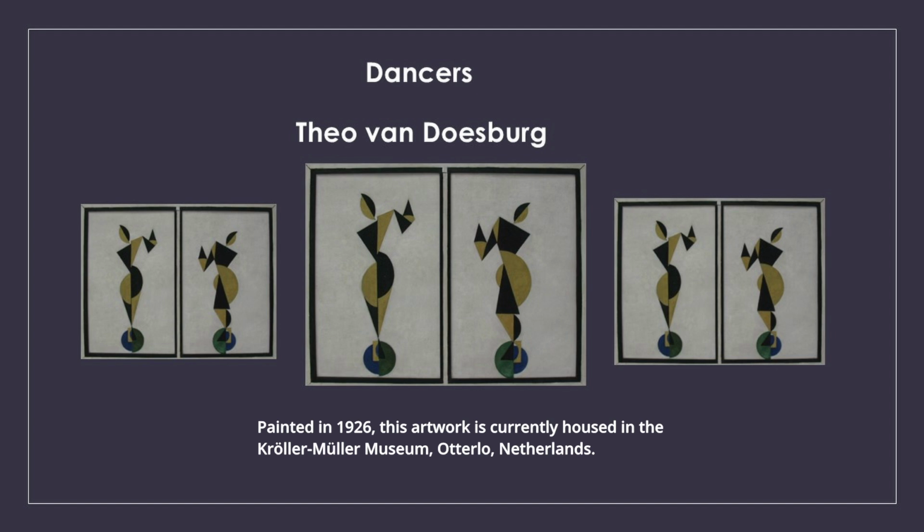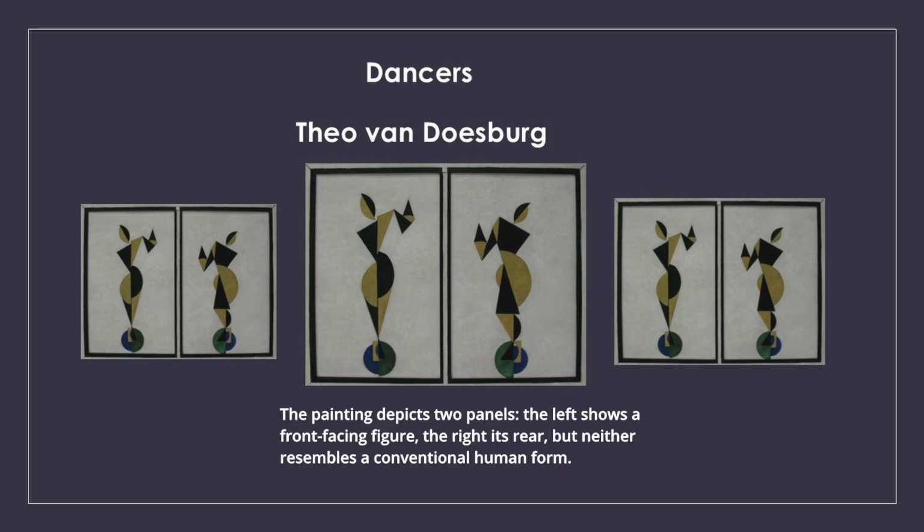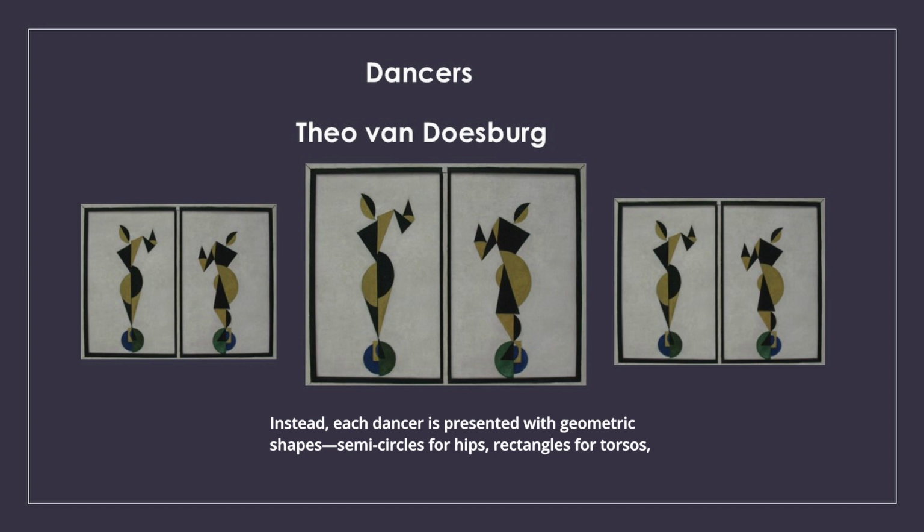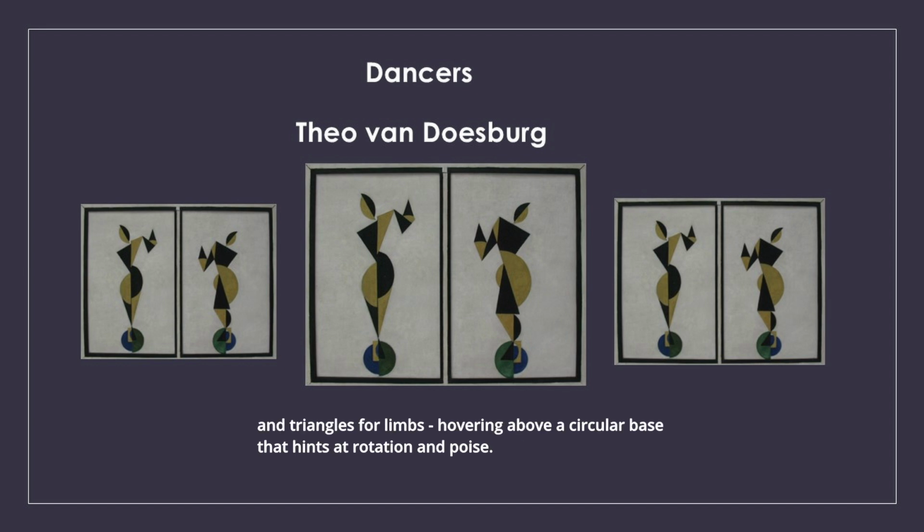Theo van Doesburg. Dancers. Painted in 1926, this artwork is currently housed in the Kröller-Müller Museum, Otterlo, Netherlands. The painting depicts two panels, the left shows a front-facing figure, the right its rear, but neither resembles a conventional human form. Instead, each dancer is presented with geometric shapes, semicircles for hips, rectangles for torsos, and triangles for limbs, hovering above a circular base that hints at rotation and poise.